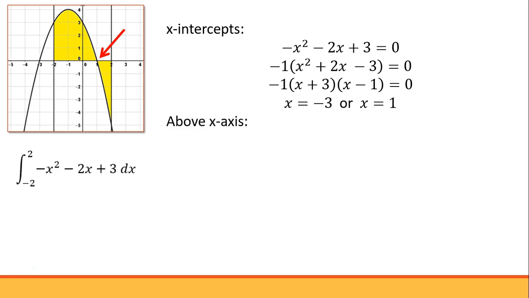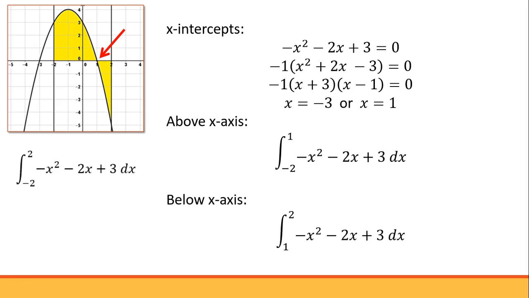And that also is going to give us some new values for our limits of integration, because the part above the x-axis has x-coordinates that range from -2 to 1, where 1 is that x-intercept. And the part below the x-axis has x-intercepts that range from 1 to 2. So if we take a look at those two parts of the graph and find their areas separately, then we can put those areas together and get the true area of the graph.